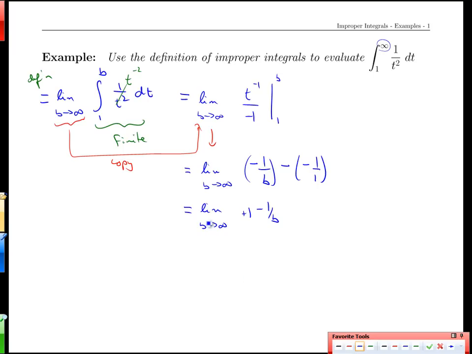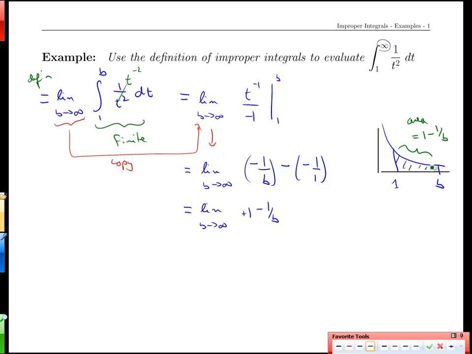And now we're ready to ask the question, what happens as b gets larger and larger? Before we evaluate that, let's make clear what's happened. We have our graph of 1 over t squared. We have the lower limit of 1. And we have the limit of b. What this calculation here says is that this area is equal to 1 minus 1 over b.